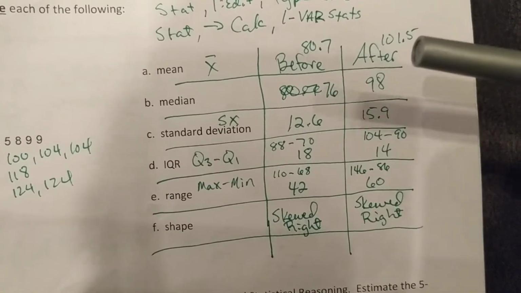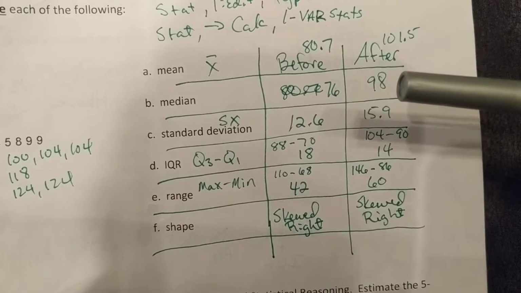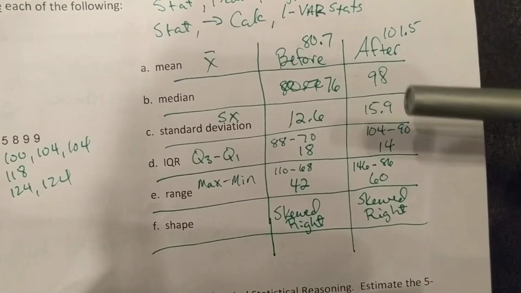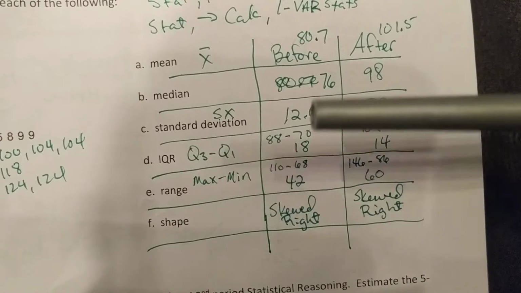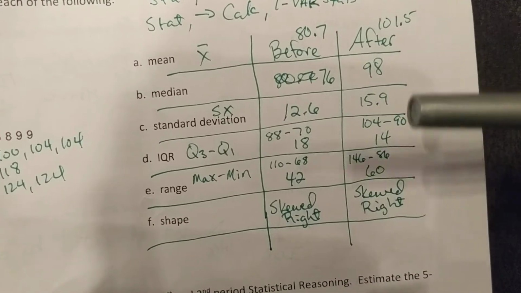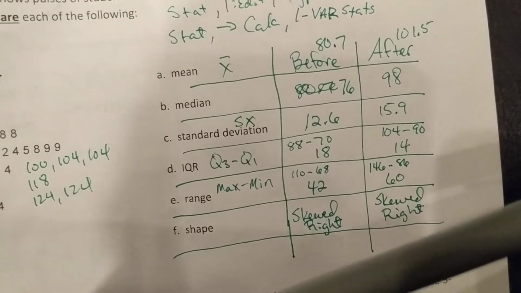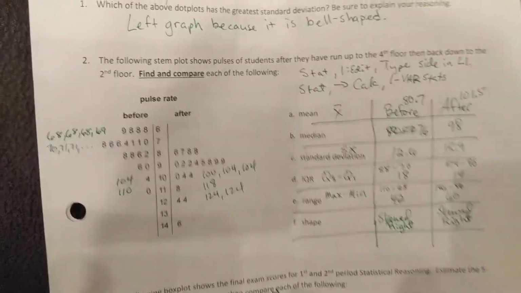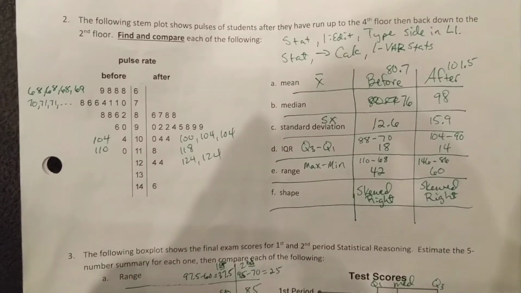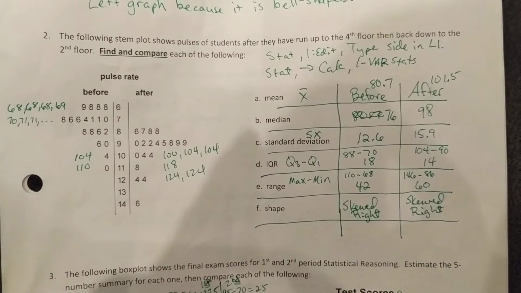And you compare them, you see after's got the greater mean and standard deviation, and the greater median. The IQR is greater for before, but the range is greater for after. They have the same shape, skewed right. So that's how you would do number two. If you need to pause it to get a good look at it, that would be fine.